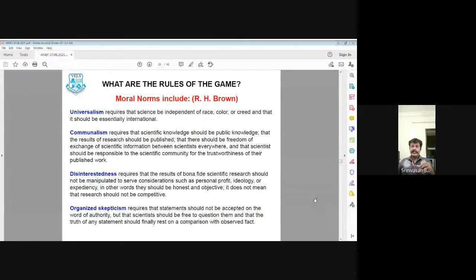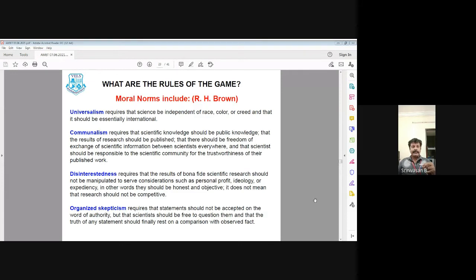One is universalism, which requires science to be independent of race, color, creed. Communalism, what is that? Let your knowledge be public. Just share it with everyone. Disinterestedness, what is that? To work without personal profit or personal interest. Organized skepticism, that is, statements should not be accepted on the word of authority.